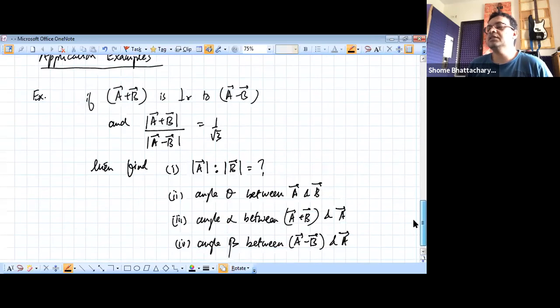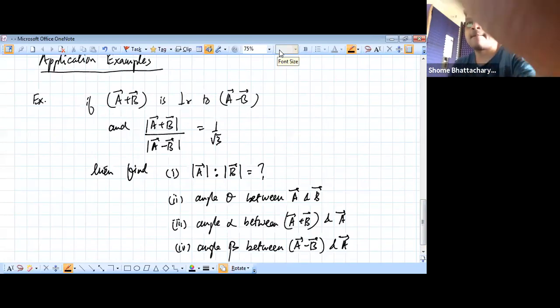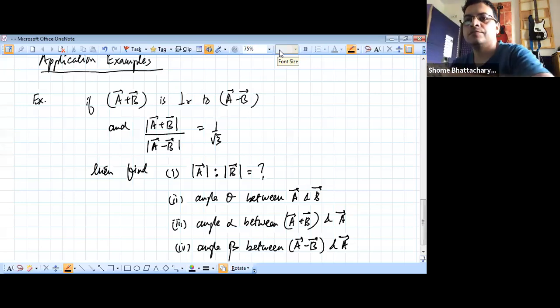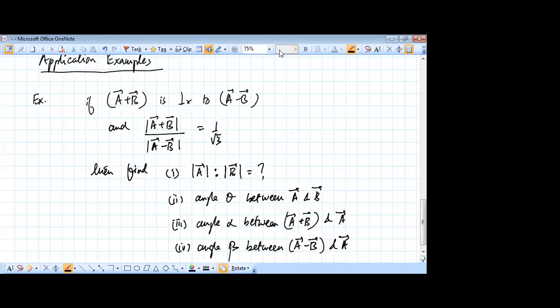This question, do it very carefully. The hint to you is you can do this question by both methods. You can use component algebra and solve it, or you can make use of the geometrical approach, and in that you can make use of the special theorem that we discussed. Just try this question out.